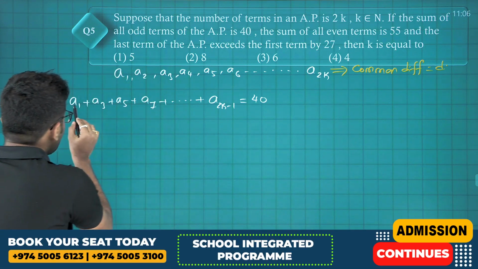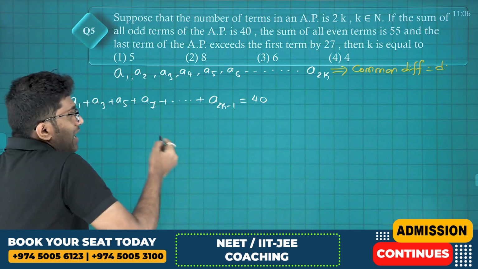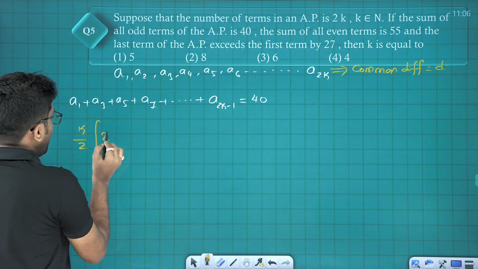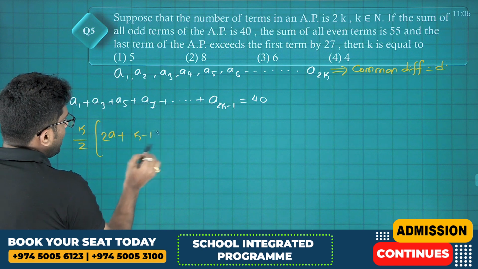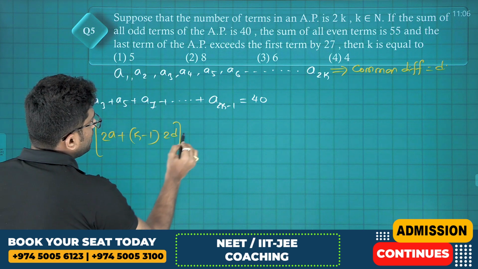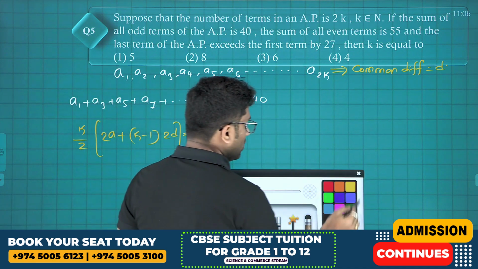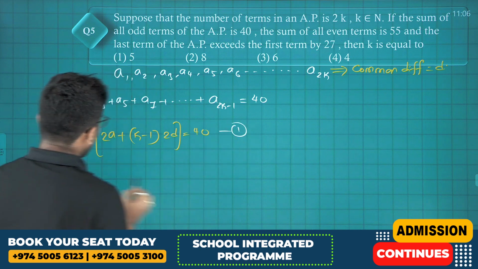So how many terms do we have? Total 2k, of those all odd terms means we'll have k odd terms. So k by 2 into 2a, a is the first term only, plus k minus 1 into 2d is equal to 40. We have got one equation. Let this be equation 1.